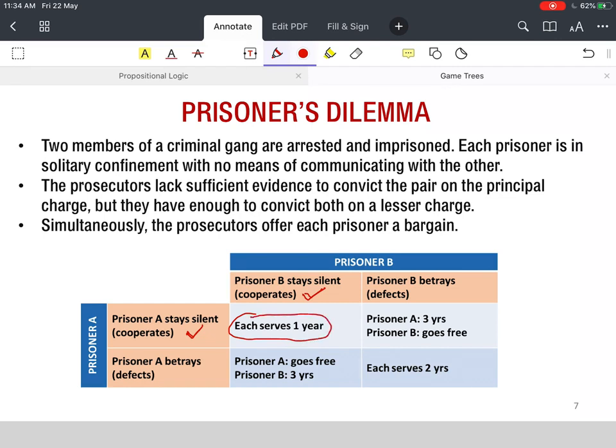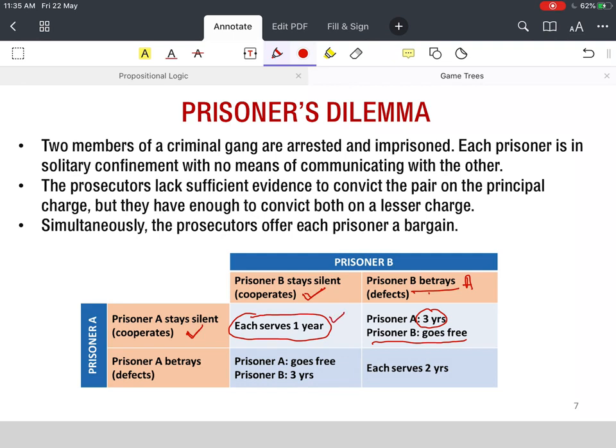The table says that there are four options. Both of them cooperate with each other. That means they do not reveal anything else. Then only on the smaller charge can both be charged and both can get a maximum of 1 year each. On the other hand, if prisoner A remains silent and prisoner B betrays A, then prisoner A gets 3 years and prisoner B goes free because he has become a state witness.